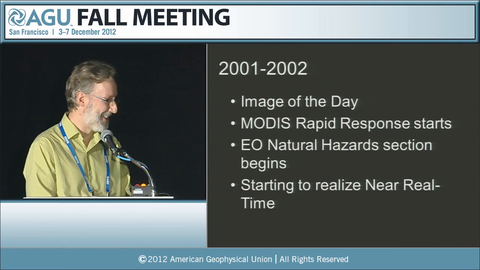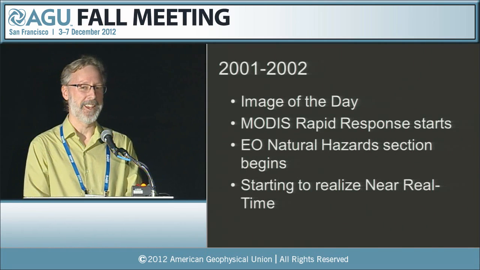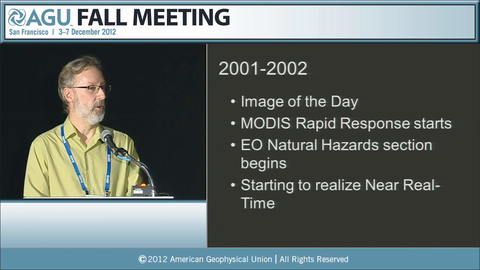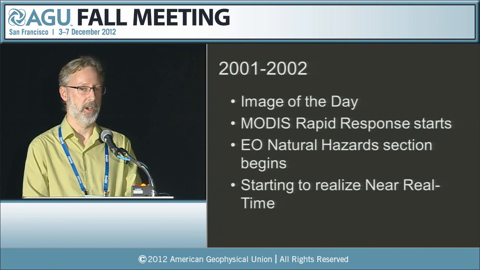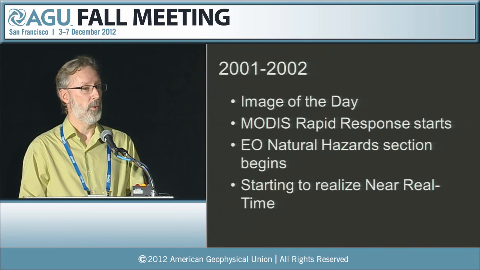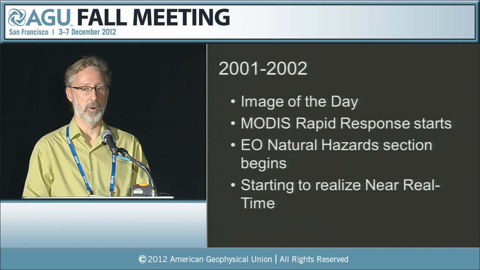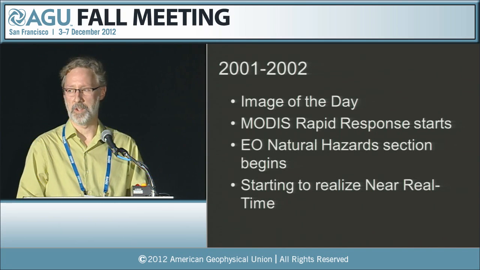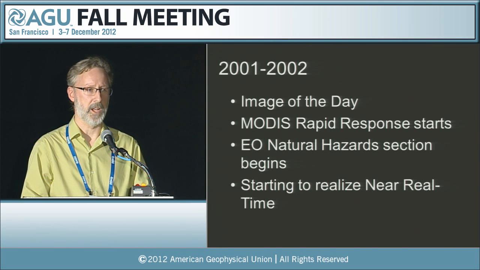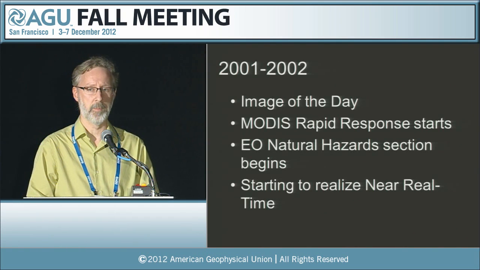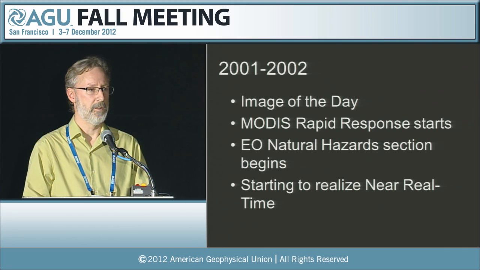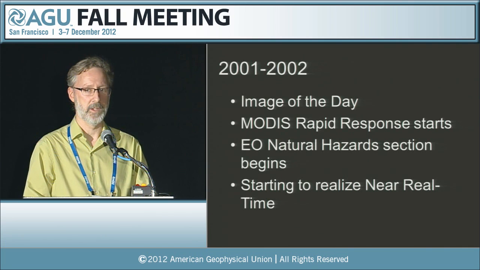In 2001, 2002, we finally got to image of the day. So there was enough data online, getting out of the tape archives, getting into online repositories, and also we were greatly aided by the establishment of the MODIS rapid response system, which was originally created to do real-time or near real-time fire monitoring using MODIS data. But because of its capabilities, it also gave us true color, false color, pretty much near real-time data.